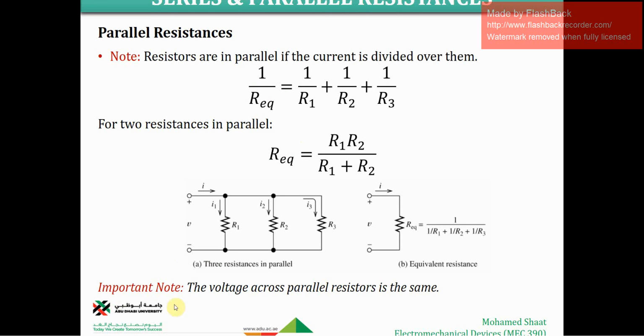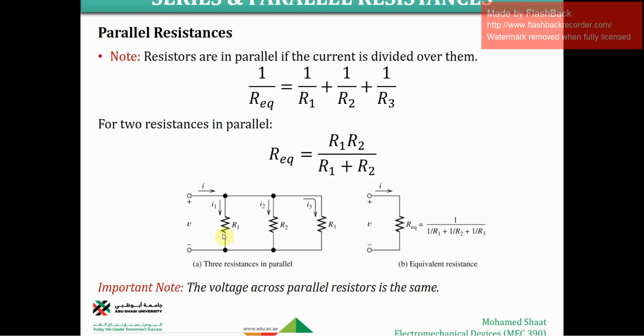There is a very important note that we have to consider here: the voltage across parallel resistors should be the same. So what does it mean? It means that if I ask you how much is the volt over R1, over R2, over R3, you should realize that the voltage over R1, R2, R3 should be the same. It should be equal. Why? Because they are parallel resistors. This is one of the characteristics and properties of parallel resistors. So again, for parallel resistors, the voltage over all of them should be the same.